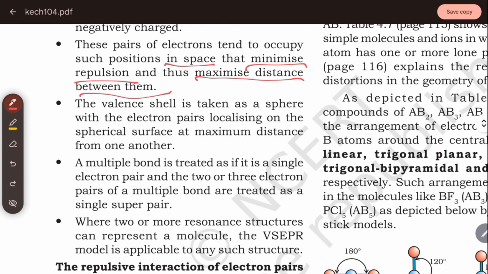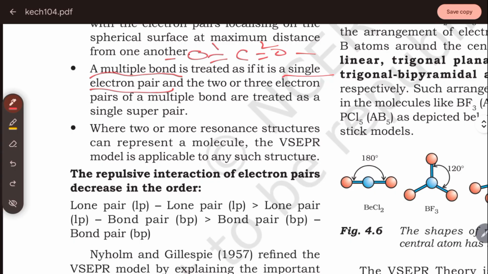The valence shell is taken as a sphere with electron pairs localizing on the spherical surface at maximum distance from each other. Now, if there is a multiple bond, like in CO2 or SO2 molecules, then the multiple bond is also treated as a single electron pair. Like in CO2, we have multiple bonds between carbon and oxygen, but they are treated as two electron pairs. So it has a linear structure.